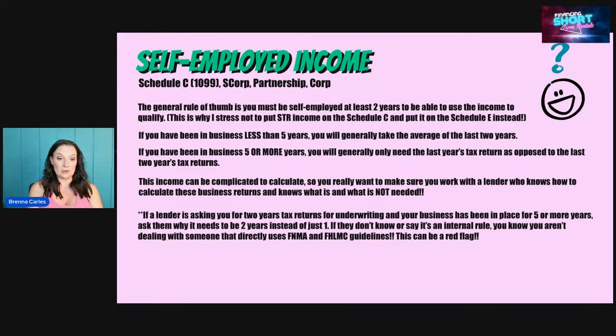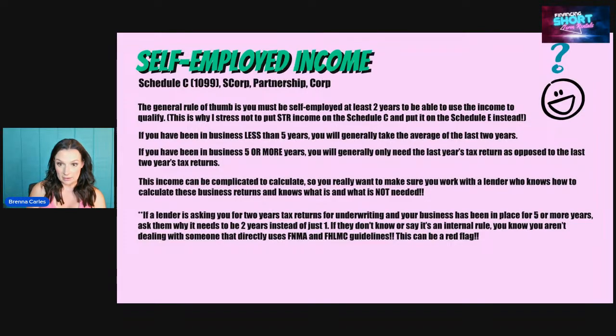So for example, if a lender is asking you for 2 years of tax returns for underwriting and your business has been in place for 5 or more years, ask them why it needs to be 2 years instead of just 1. If they don't know or say it's an internal rule, you know you aren't dealing with someone that directly uses Fannie Mae and Freddie Mac guidelines.